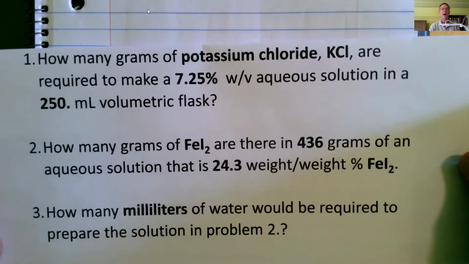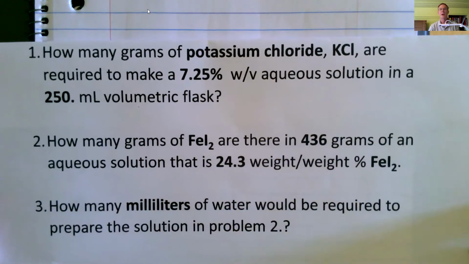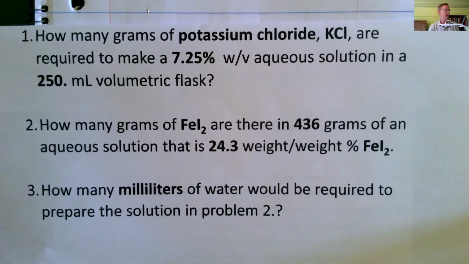Okay, so let's start with the first problem. How many grams of potassium chloride are required to make a 7.25% weight per volume aqueous solution in a 250 milliliter volumetric flask?